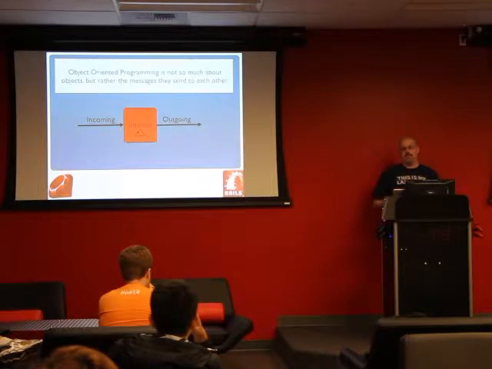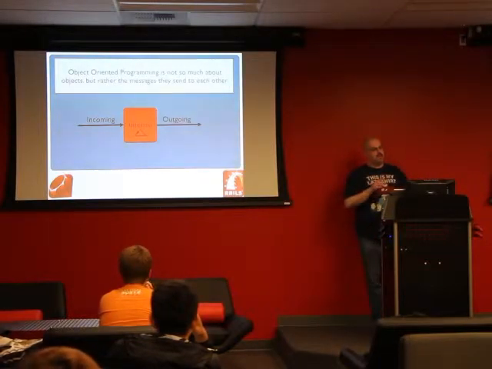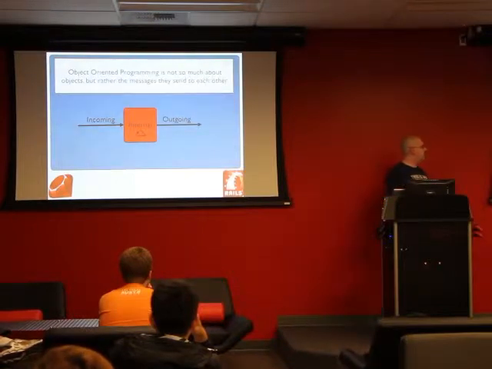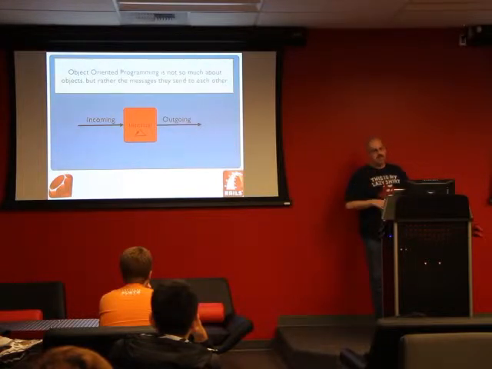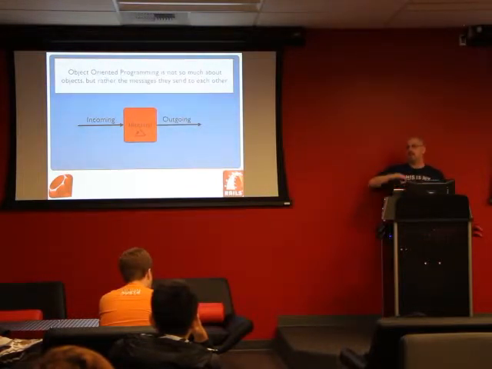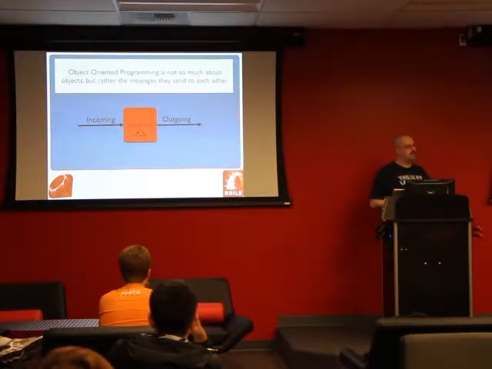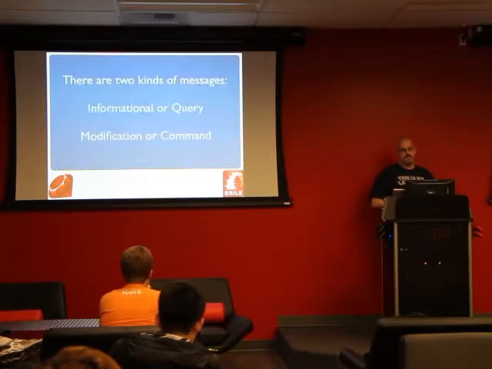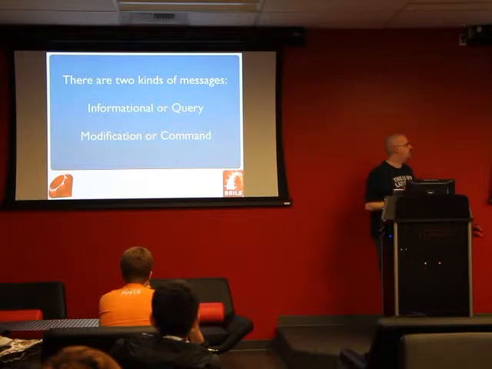So from the unit test down, we're going to talk about objects talking to each other and those interfaces. So basically, for any given object, it's got three kinds of messages that are going on. It's got incoming messages, messages coming into the object. It's got outgoing messages. This object may be collaborating with other objects and sending messages out. And then it's got its internal messages, like calling its private methods and things like that. And there are two kinds of messages in those three different types. There's informational or query messages, and there's modification or command messages. And it's important to know the difference between those.